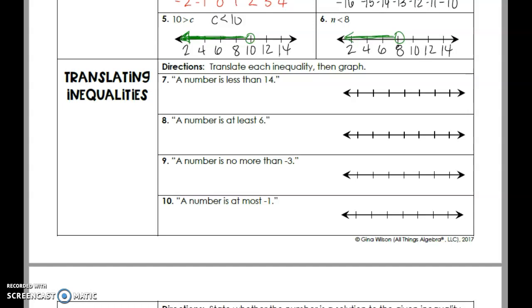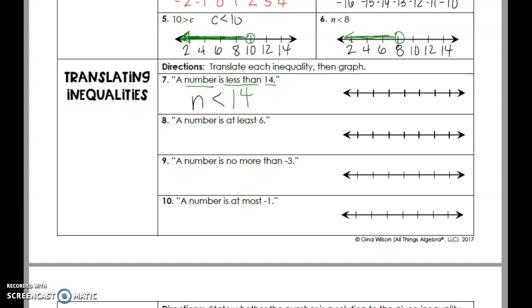Let's move on to translating inequalities. The first thing we need to do is rewrite our inequality as a mathematical statement. A number is less than 14. We can use any variable to represent the number. This is what we're missing, so let's just use N. Then we have "is less than," so this is where we use our less than symbol. And then we have the number 14.